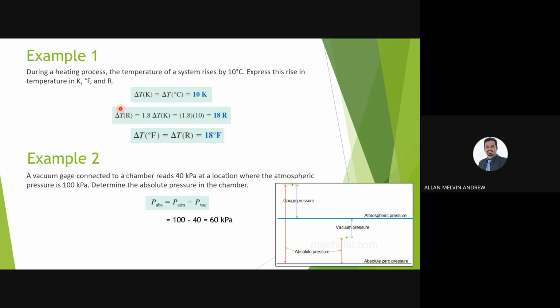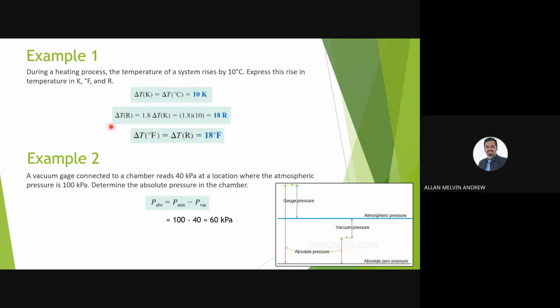Yesterday I already gave the formulas, so maybe you can refer back to chapter number 2, yesterday's slide. All these formulas are given there. The change in temperature in Kelvin is actually the change in temperature in Celsius. We already know the change in temperature in Celsius is 10 degrees Celsius, so the change in temperature in Kelvin is 10 K. Okay, so that's the first part. We have answered for Kelvin.